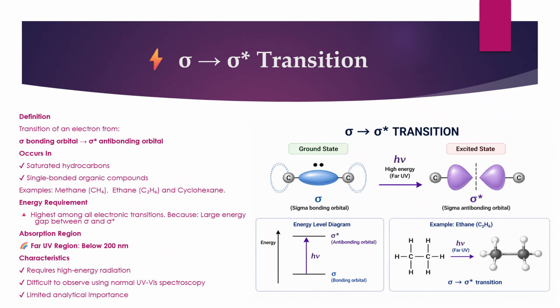The image also shows saturated organic compounds such as methane and ethane, where this transition commonly occurs. These compounds contain only sigma covalent bonds. Since sigma bonds are very strong and stable, a large amount of energy is needed to excite these electrons. That is why this transition occurs only in the far UV region, generally below 200 nanometers. Because of this very high energy requirement, it is not commonly observed using regular UV spectroscopy. However, it is important because it represents the highest energy electronic transition.